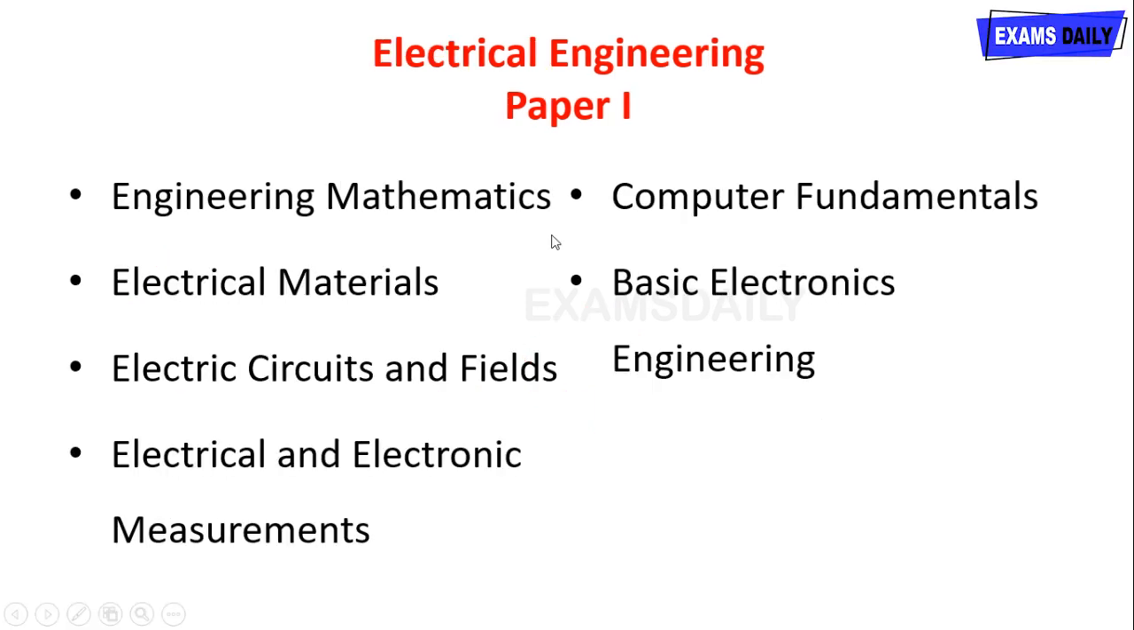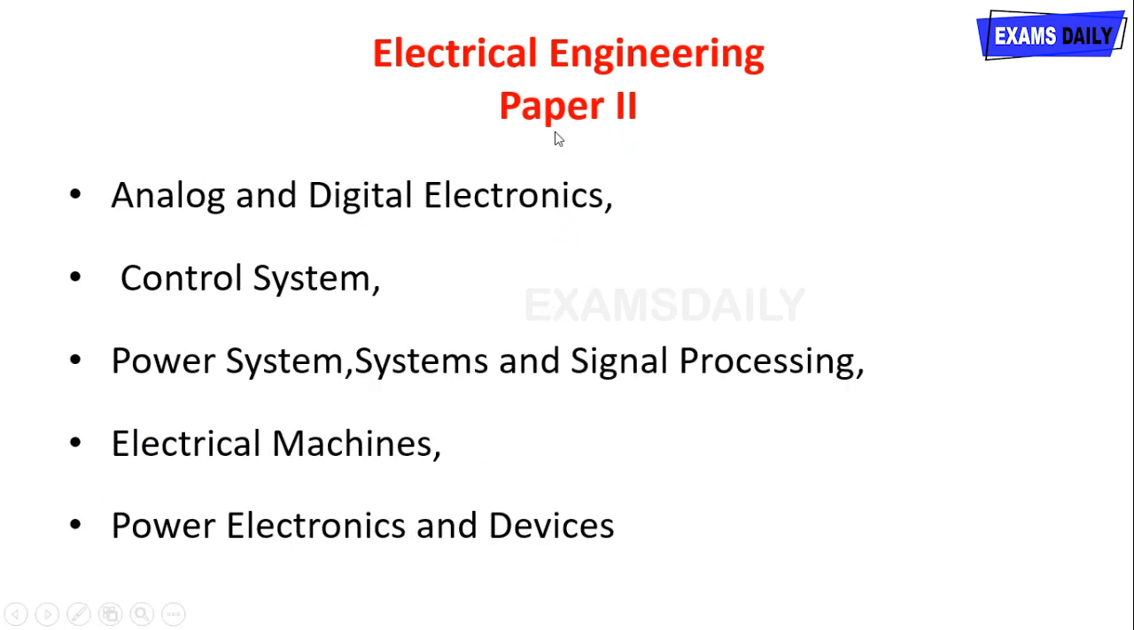And then next for electrical engineering, for paper 1, the topics are engineering mathematics, electrical materials, electric circuits and fields, electrical and electronic measurements, computer fundamentals, basic electronics engineering. And these are the topics for paper 1 examination. And then for paper 2: analog and digital electronics, control system, power system, systems and signal processing, and then electrical machines, and then power electronics and devices. And these are the topics for electrical engineering paper 2 examination.